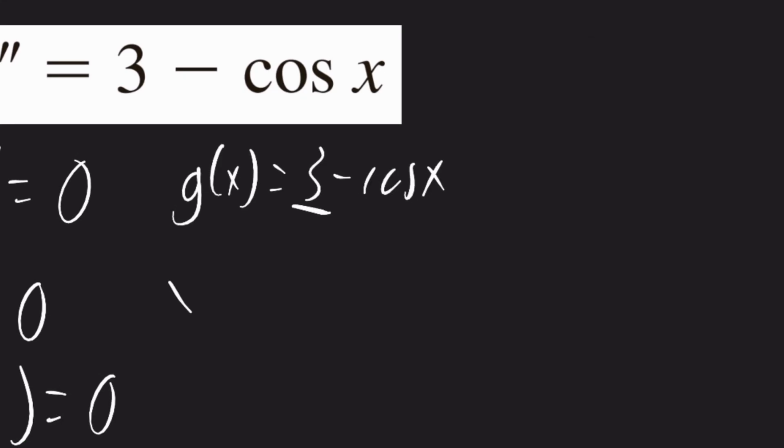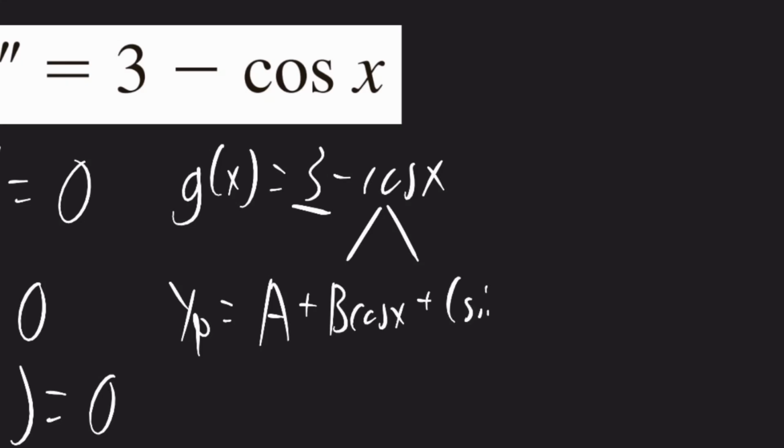This first term is a constant, so in my yp I'll include a to represent the constant. And if you remember, whenever we have a cosine or a sine term, we have to account for the possibility of having both a cosine and a sine. So yp will be a plus b times cosine x plus c times sine x.